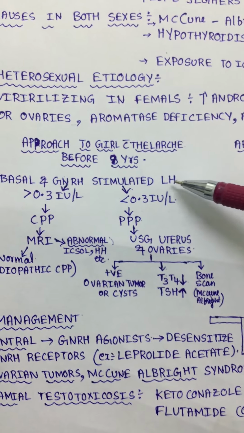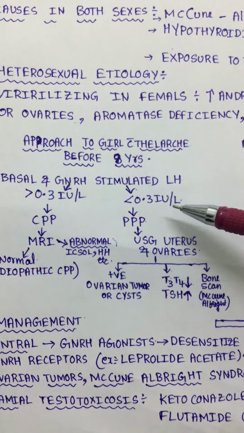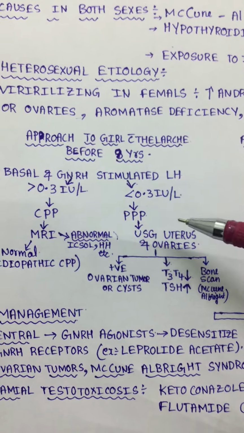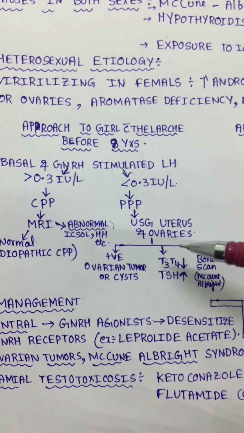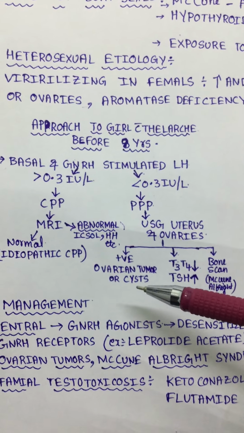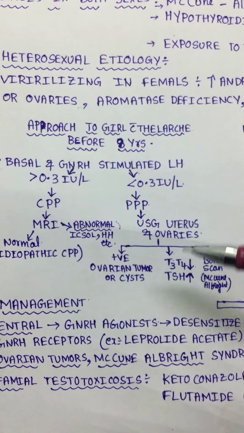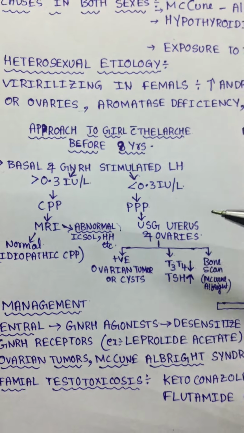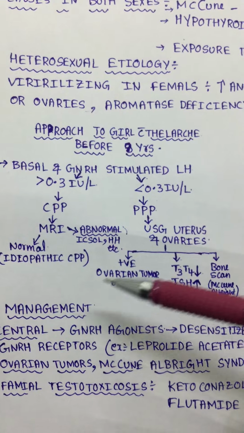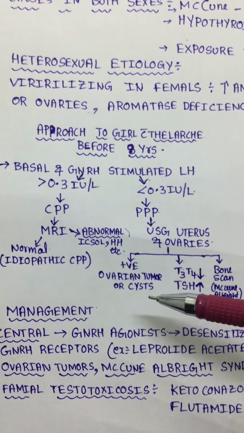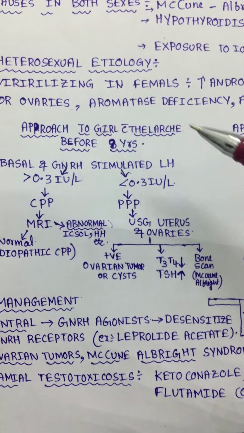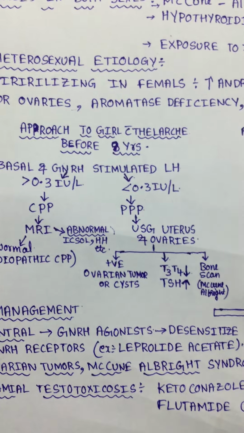If stimulated LH or basal LH is less than 0.3 international units, then it is peripheral precocious puberty in females. Then you should go for USG of uterus and ovaries. If it is positive, meaning if there is any ovarian tumor or cyst, or the uterus size is more and ovarian cysts are present, then we can suspect that ovarian tumors or cysts are leading to the isosexual precocious puberty in the girls.